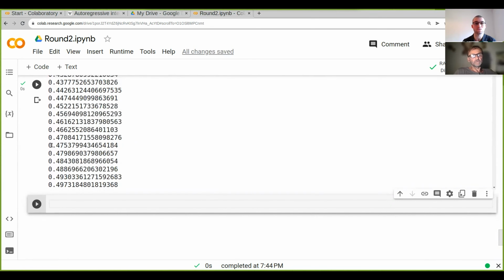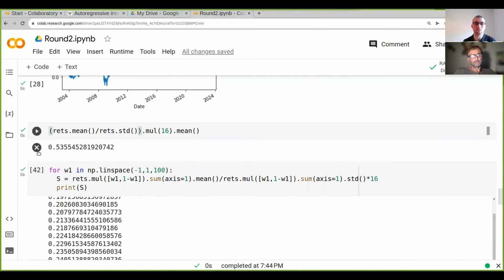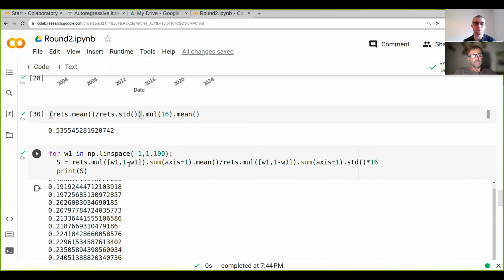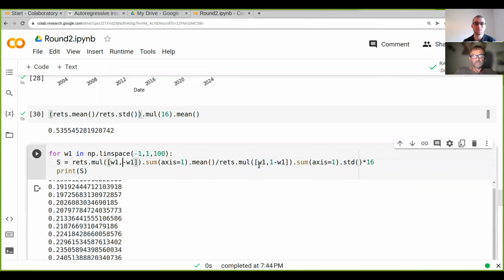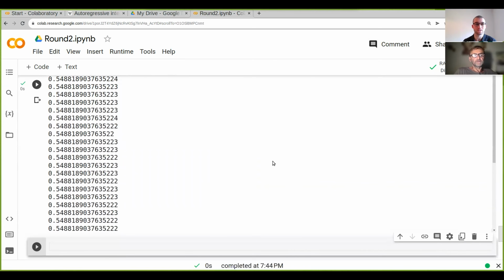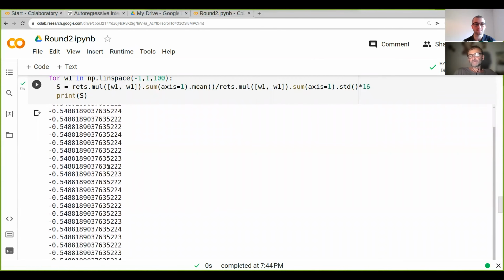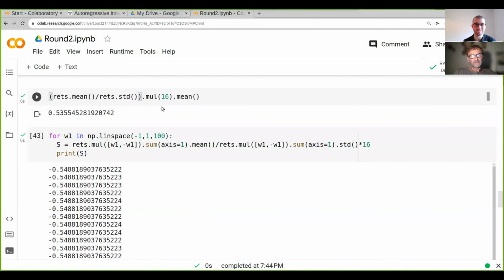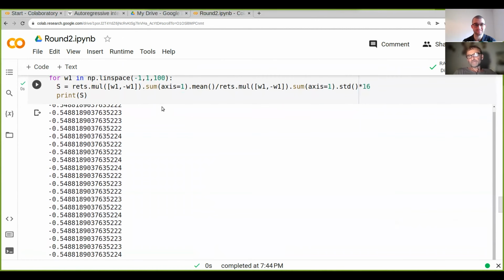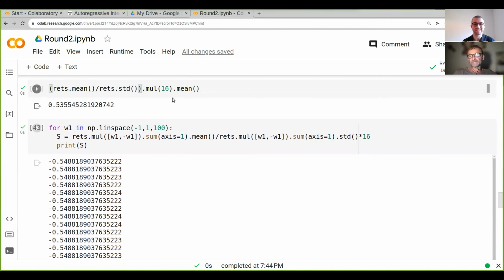Is it because we still have the 1 minus W1 in there? Oh yeah, that's it. Thanks for that. All right. Oh, here we go. So we have the same Sharpe ratio for each and every one. So obviously this doesn't work, and it's not great. There are ways to do it, but that's going to get a little bit more complex. So we need to discuss this another time.